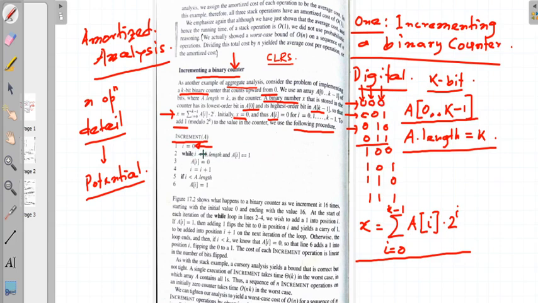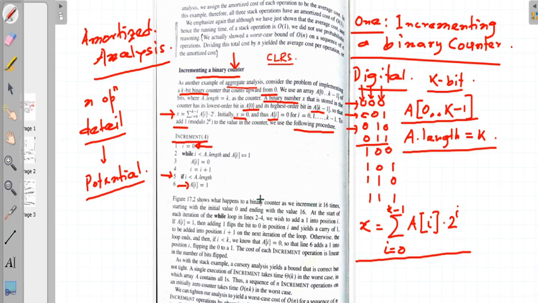And while I is less than a.length and A[i] equals 1, we are flipping A[i] to 0. Then I will be incremented to I plus 1. That means we are looking at the second bit and then the third bit and so on. Whenever we come out, we'll be one step ahead. Then if I is less than a.length, this A[i] should be made 1.